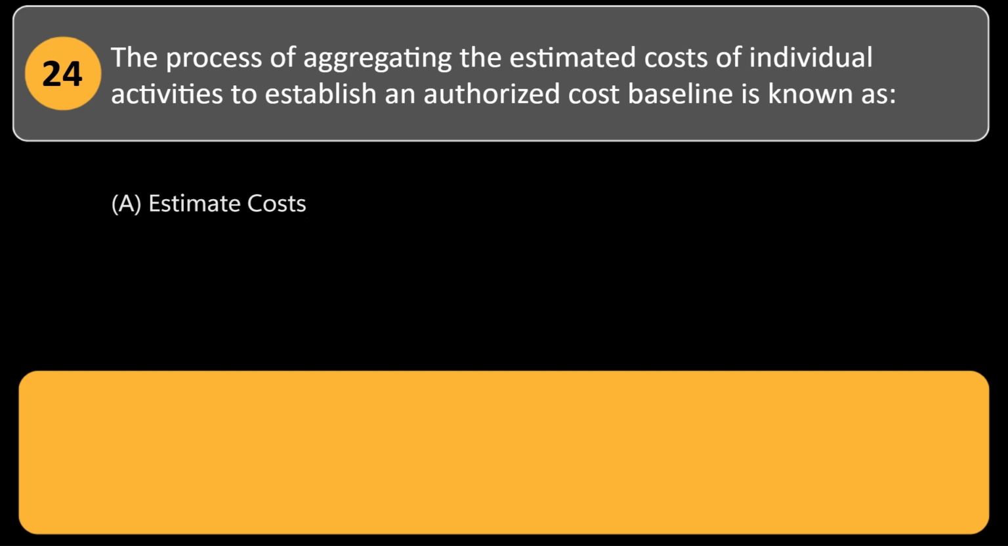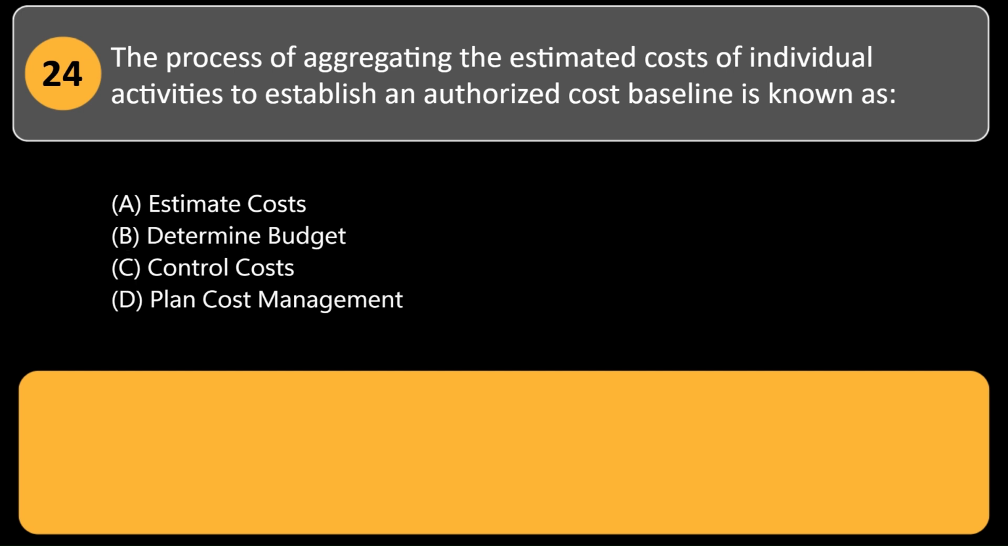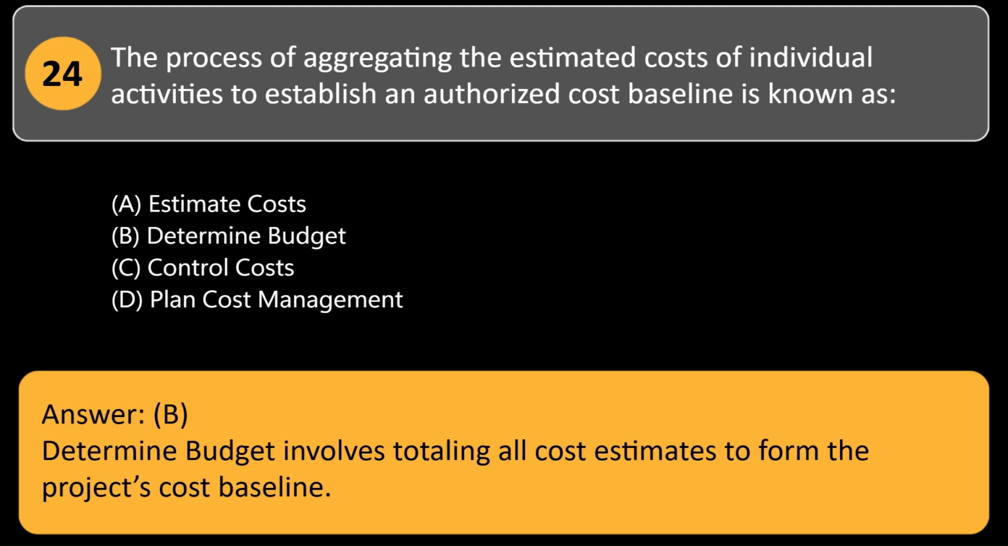The process of aggregating the estimated costs of individual activities to establish an authorized cost baseline is known as A. Estimate costs. B. Determine budget. C. Control costs. D. Plan cost management. Answer B. Determine budget involves totaling all cost estimates to form the project's cost baseline.